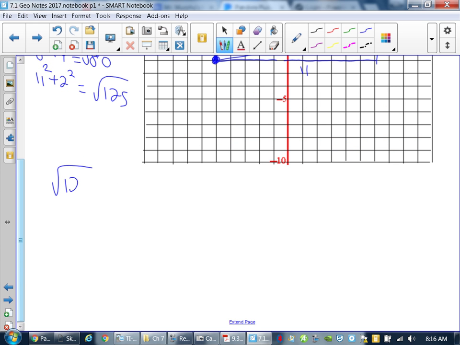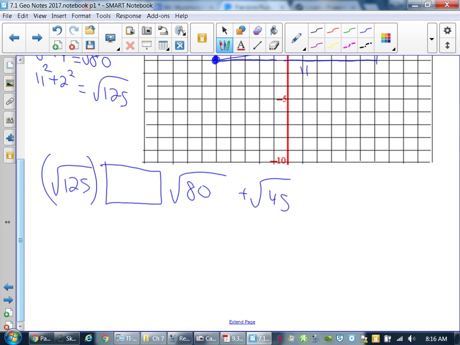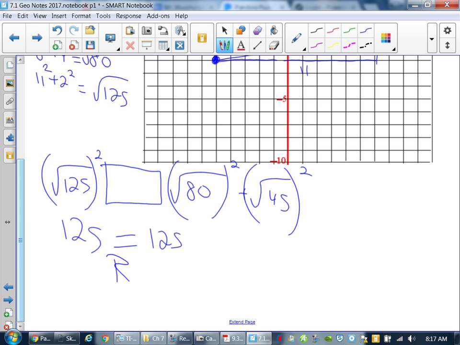So, is there a relationship between root 125, root 80, and root 45? So if I square these, what's the square root of 125 squared? What's 80 and 45? You're just using Pythagorean like 4 times. Okay. So what kind of triangle is it? Just add those together. That's all you get. Yeah, it's the right choice.